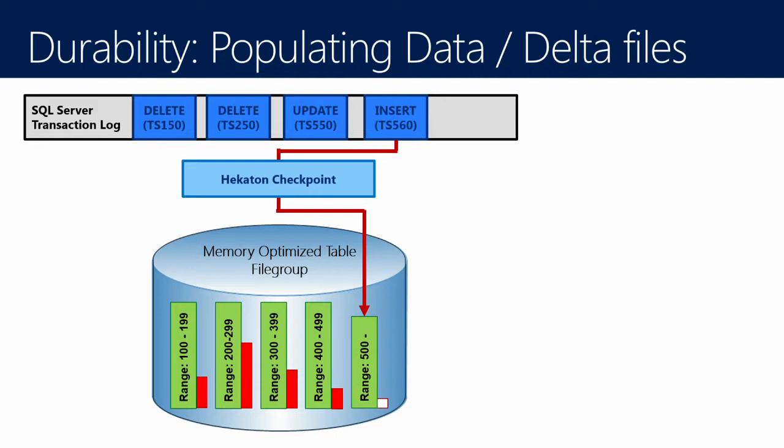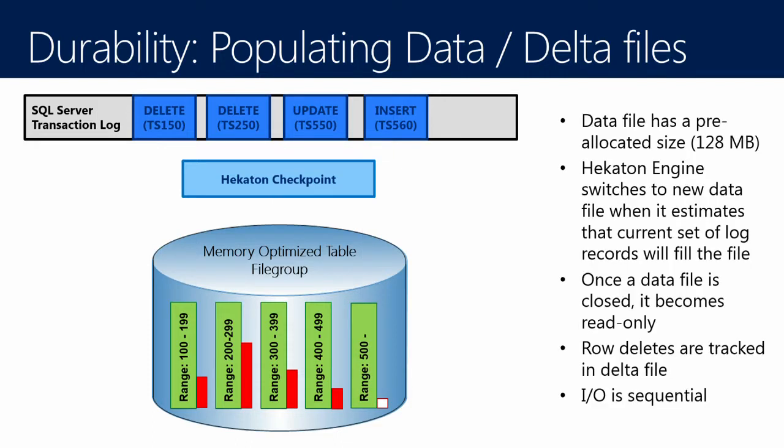So an insert basically goes into the last one. The idea here is we have these data and delta files. Each data file is approximately 128 megabytes in size, and after it gets to that size, we cut it off. Again, we're trying to optimize performance. It's only sequential I/O because we only have a write to it.